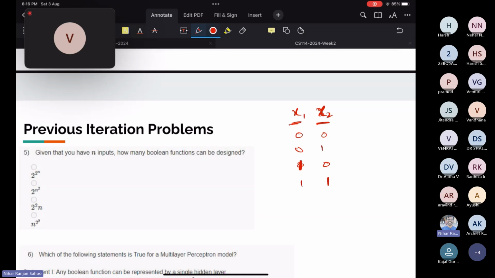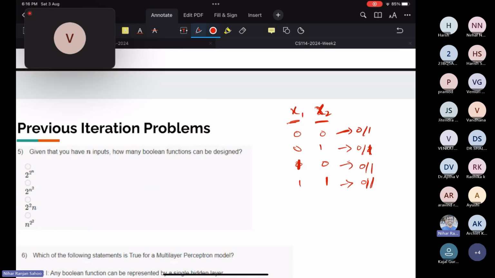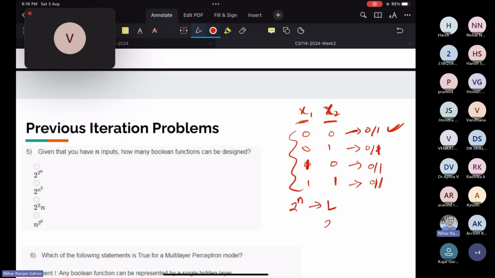To get a function, each input pair can again take a 0 or 1 output value. Sometimes all will take 0, sometimes all will take 1, sometimes some will take 0 and some 1. So for every input there are 2 output possibilities. How many input possibilities could we get? That is 2 to the power n, if n inputs are there. Let's represent 2 to the power n by some value L. For every L value there are 2 possibilities, so in total there are 2 to the power L, that is 2 to the power 2 to the power n.